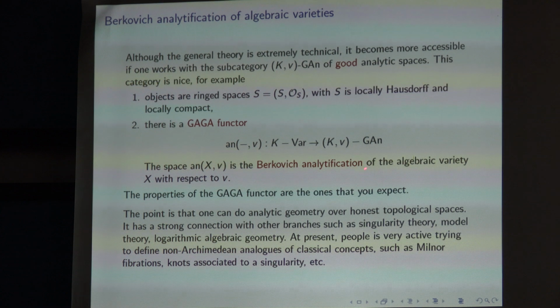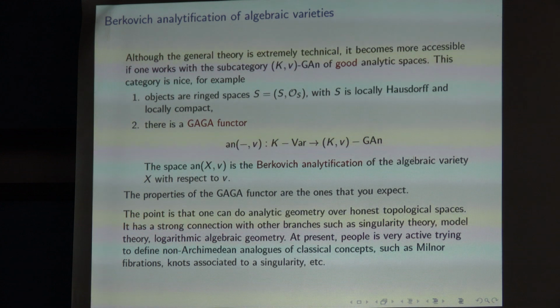And this space is called the Berkovich analytification with respect to a non-Archimedean valuation, and the properties of this functor are the ones that you expect. If you have ever followed a course in complex variable or in complex algebraic geometry, you know what the properties of the functor are. The functor is really nice. It is really a translation between the two categories, the algebraic and the analytic. So the properties of this functor are preserved over no matter which field.